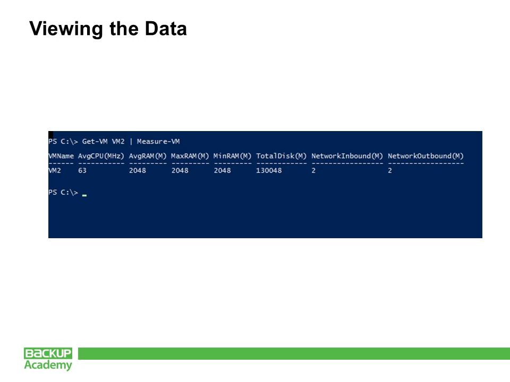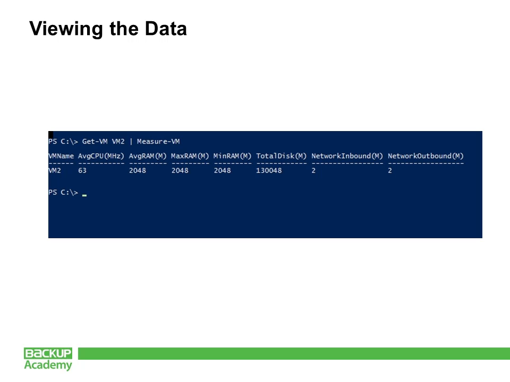You can see right here we've got get-vm, and I specify the name of a virtual machine, in this case VM2, and then we pipe that into the commandlet measure-vm. Measure-vm is the commandlet that displays all of the metering data. And right below the command string, you can see that we have a number of pieces of information that are displayed. You can see the virtual machine name, the average CPU usage, average RAM, maximum RAM, minimum RAM, and so on. So it's very, very simple to display the metering data.